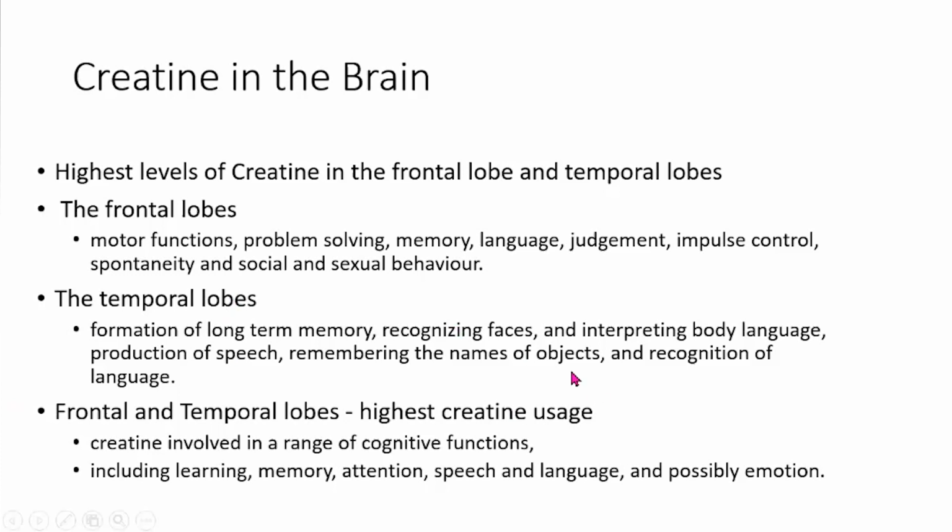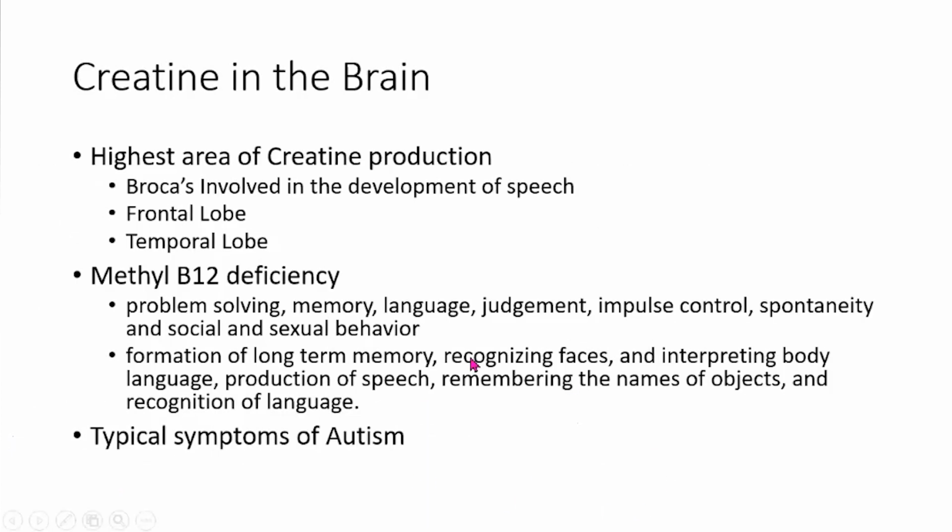And recognition of language. This is a whole new puzzle, but the temporal lobe is involved in this. What we're saying is these functions require a lot of energy, a lot of creatine, and these are the areas in the brain that have the highest creatine. So these are the functions involved with these two areas, and you can see that if creatine is low, you're going to have problems. That's what you see in the children. Here we have Broca's area, frontal lobe, temporal area.